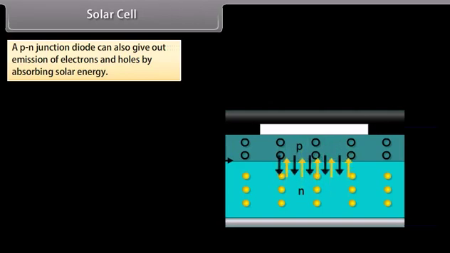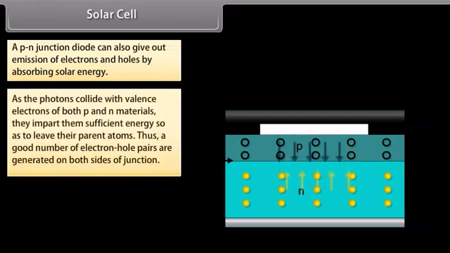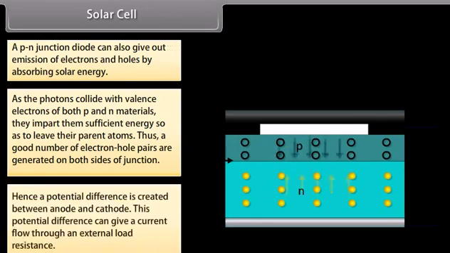Thus, solar energy photons entering from the top glass window easily penetrate up to both sides of the junction. As the photons collide with valence electrons of both p and n materials, they impart sufficient energy to leave their parent atoms. Thus, a good number of electron-hole pairs are generated on both sides of the junction. Hence, a potential difference is created between anode and cathode. This potential difference can give a current flow through an external load resistance.